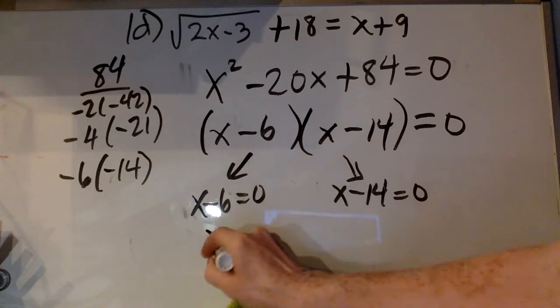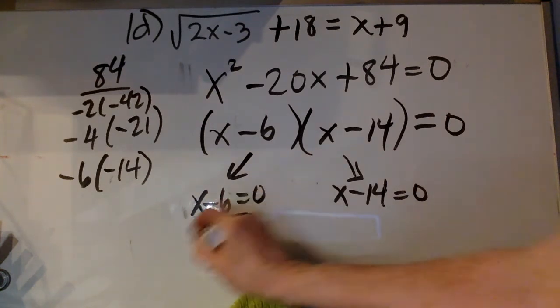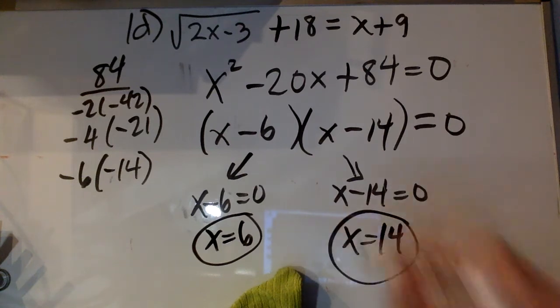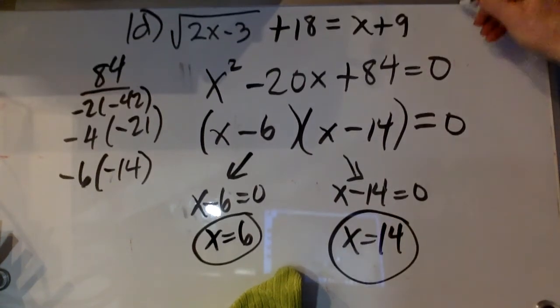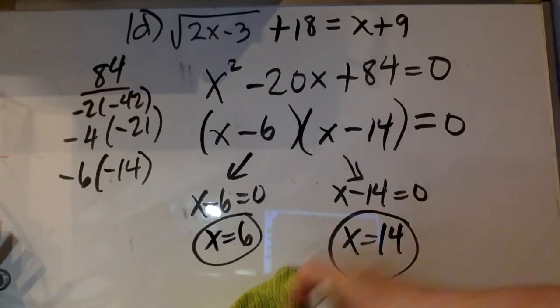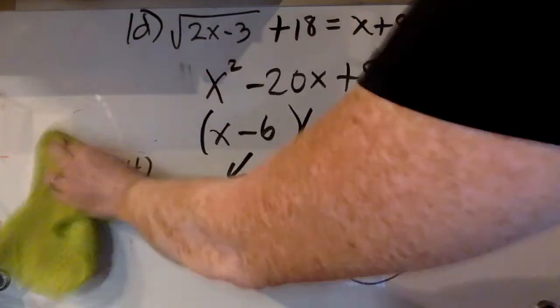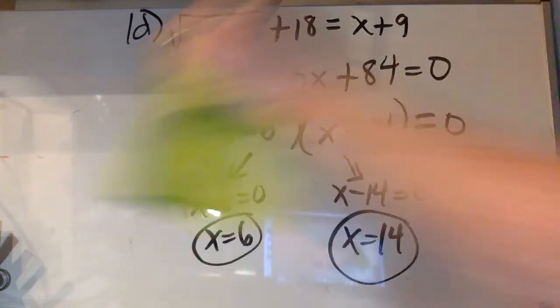And if it's this one, then x is equal to 6. If it's this one, x is equal to 14. And we could check. You always want to check your solutions when you're all done and make sure they work. So that's what I'm going to do right here. I'm going to get rid of this and check my solutions.